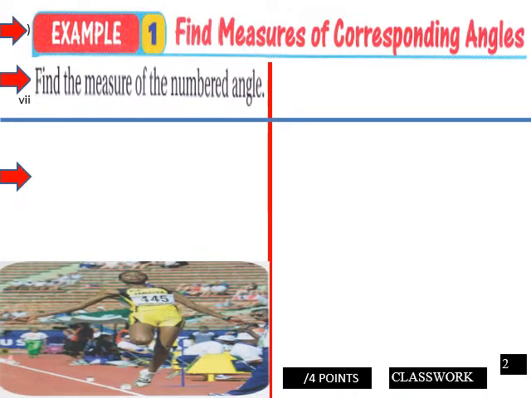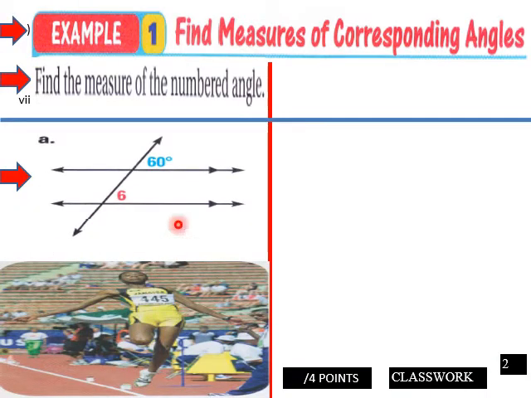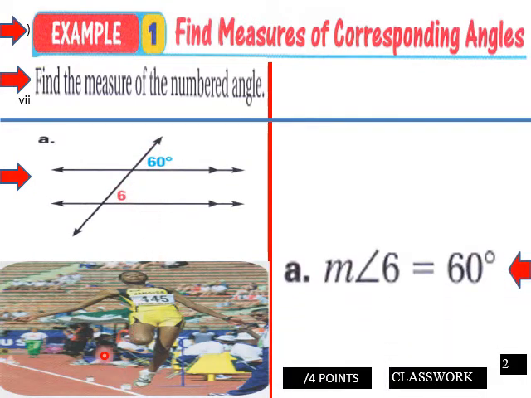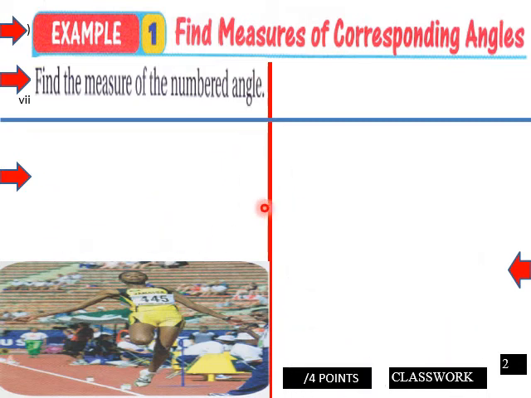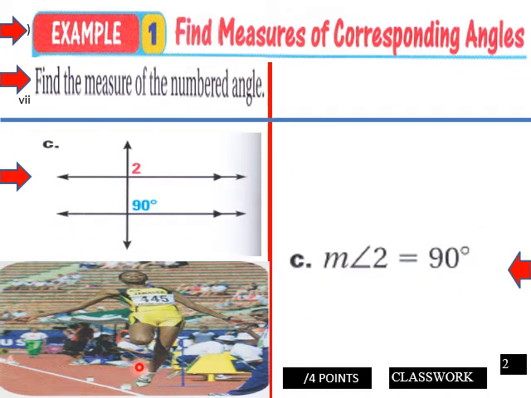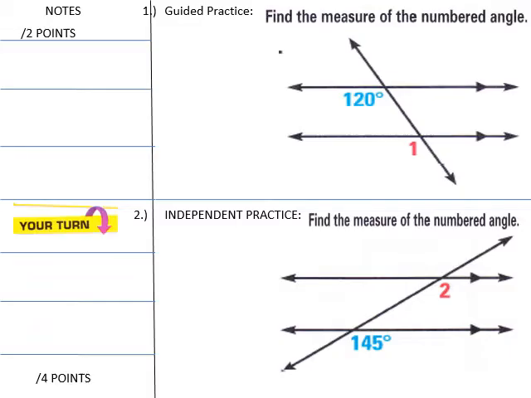Example 1, find a measure of the numbered angle. So we got a situation here, a 60 degree. What's 6? Angle 6 would be 60 degrees as well. Then angle 5 is 135 because it's a corresponding angle. Then angle 2 would be a 90 as well. These are parallel. So angle 2, 90.